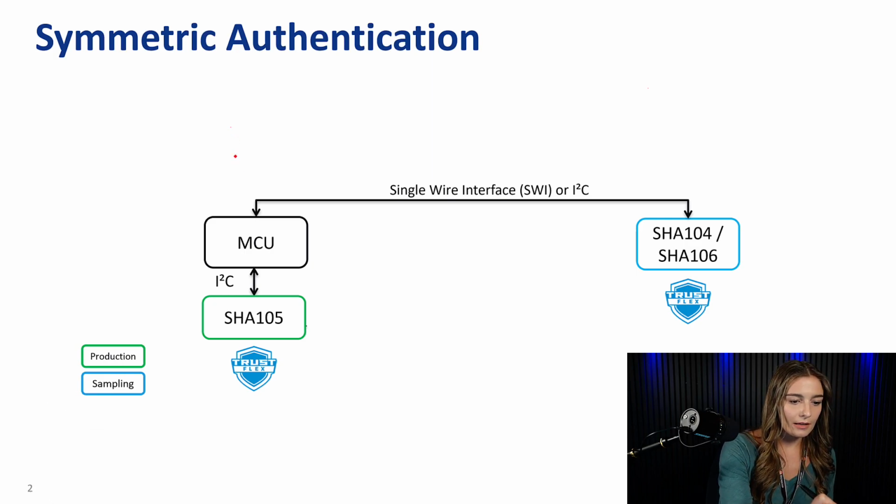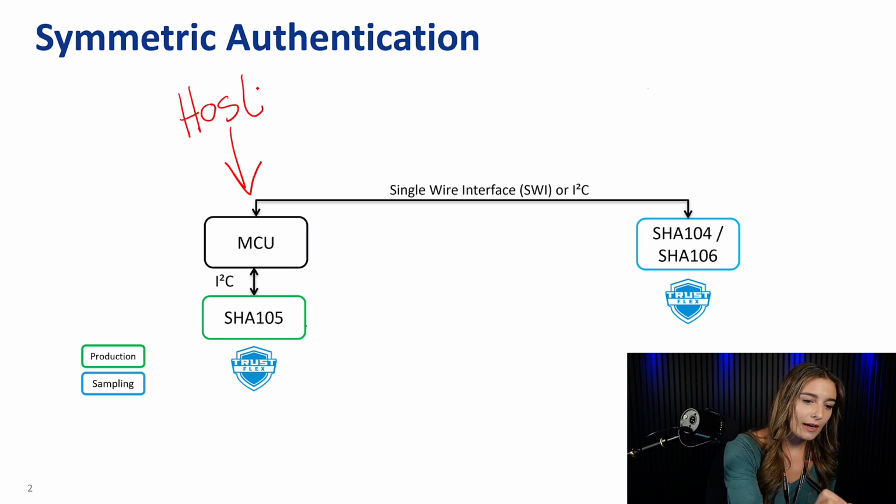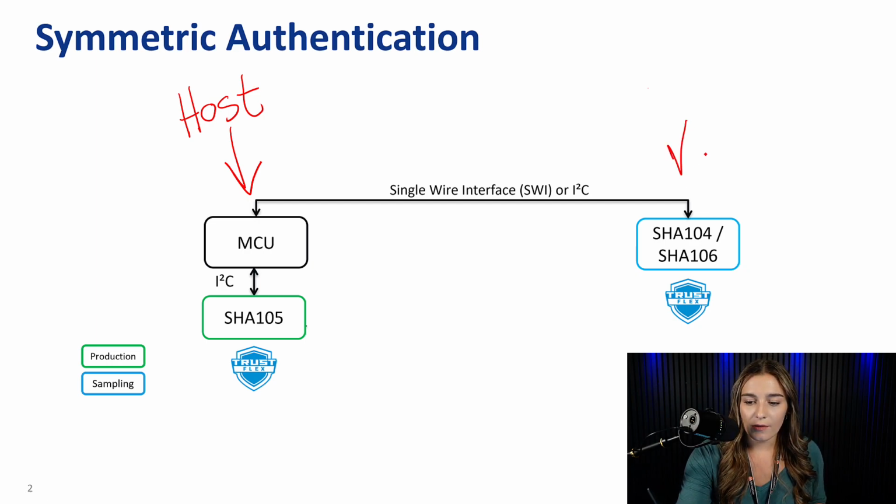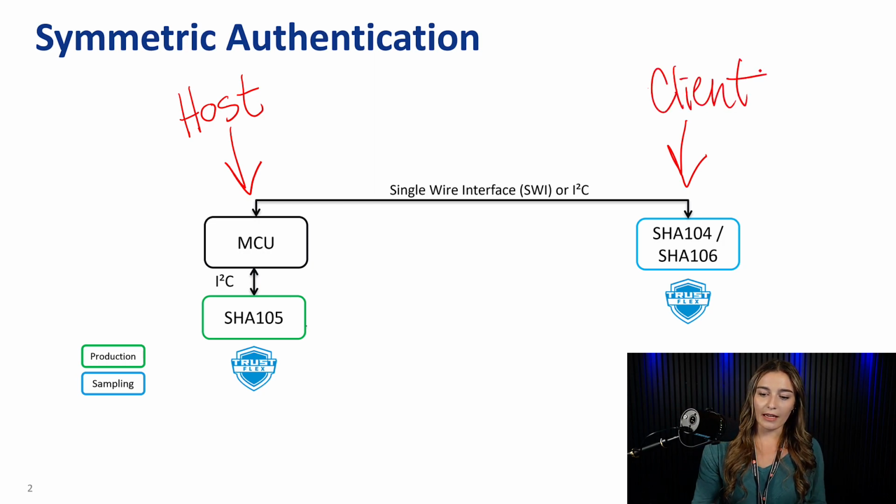On the left side, we have the host device, which is protected by a SHA105 security IC. And on the right, we have the client device, which is protected by either a SHA104 or a SHA106.